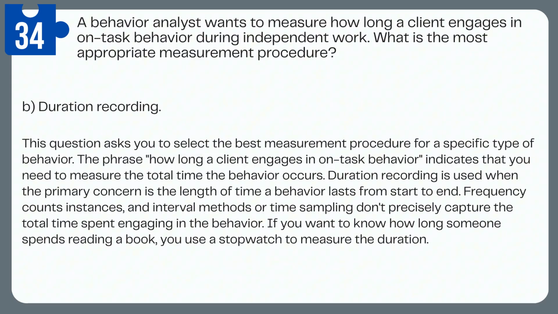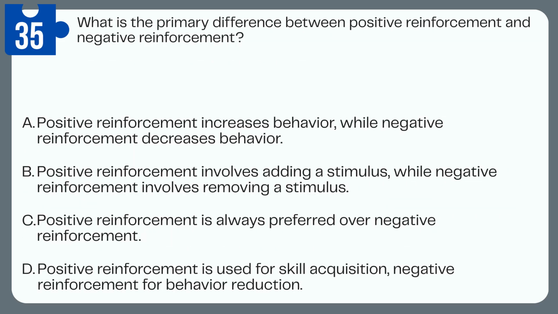Question 35. What is the primary difference between positive reinforcement and negative reinforcement? A. Positive reinforcement increases behavior, while negative reinforcement decreases behavior. B. Positive reinforcement involves adding a stimulus, while negative reinforcement involves removing a stimulus. C. Positive reinforcement is always preferred over negative reinforcement. D. Positive reinforcement is used for skill acquisition, negative reinforcement for behavior reduction.